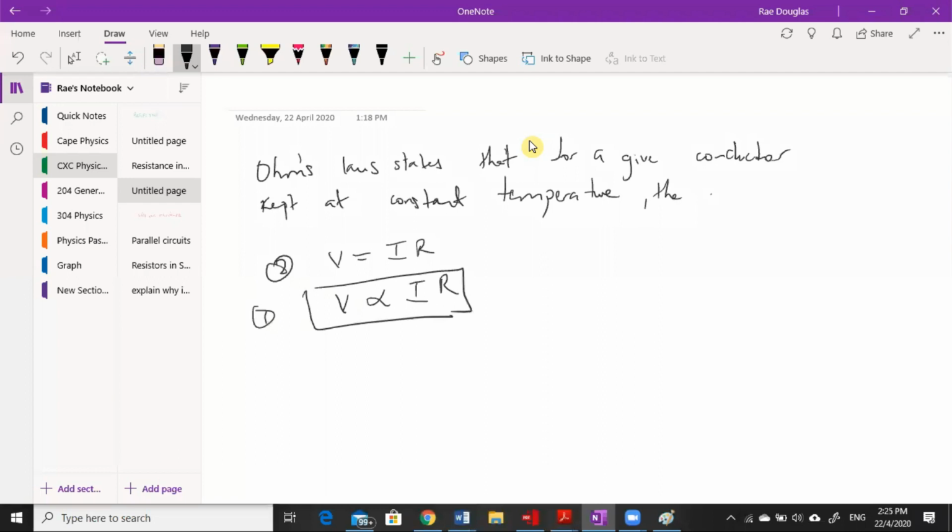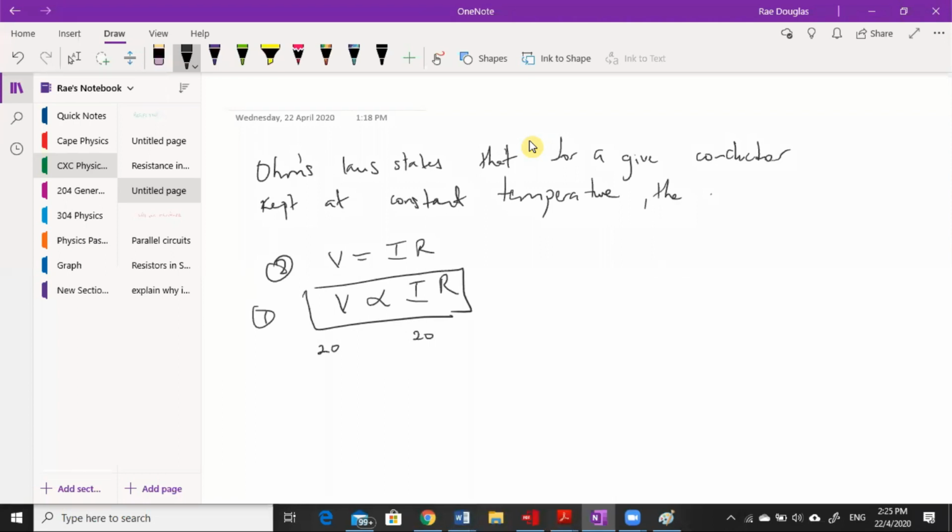So V is proportional to I. And when we talk about directly proportional, we said that as one increases, the other one increases by the same factor. So if my voltage increases by a factor of 20, it means that my current must increase by a factor of 20. Because that's what directly proportional is.